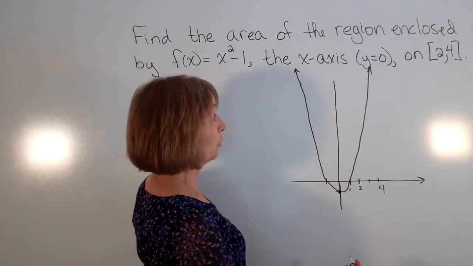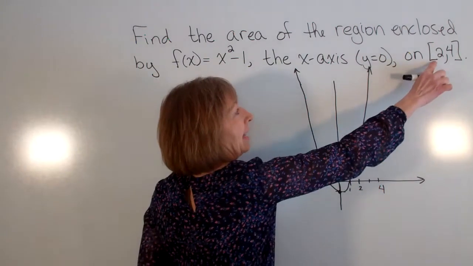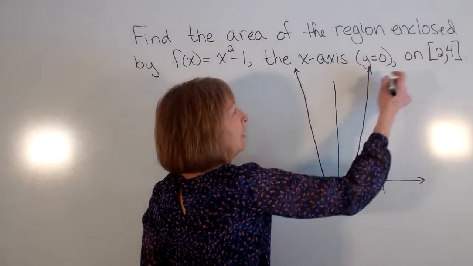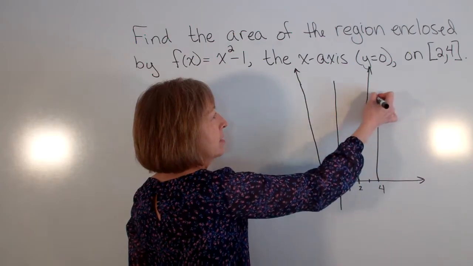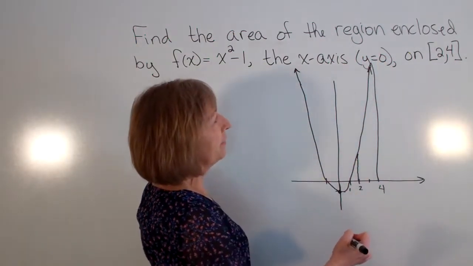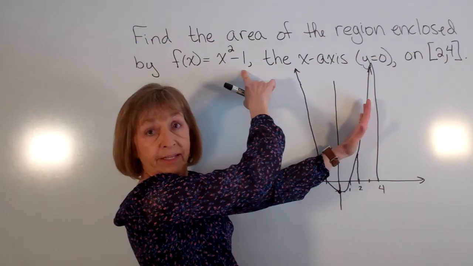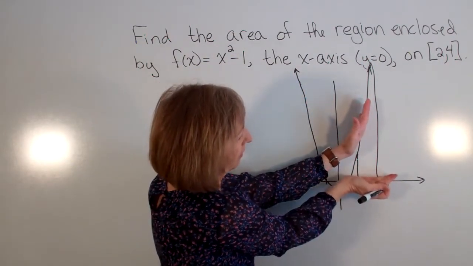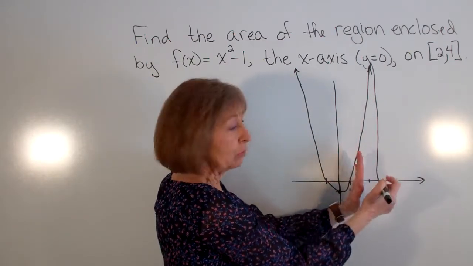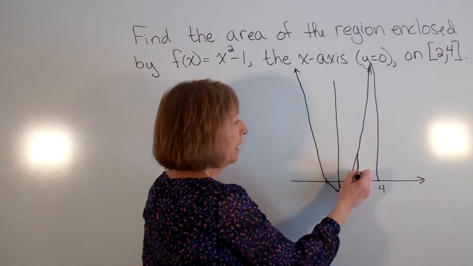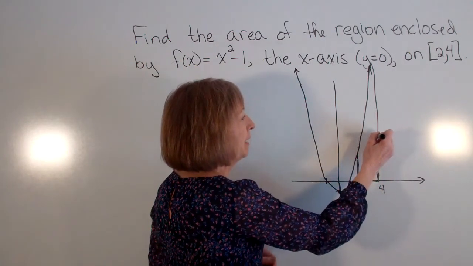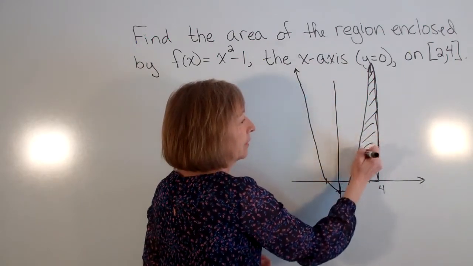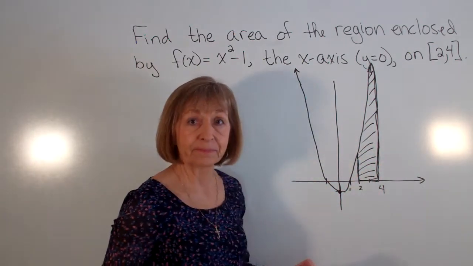So the region that we're talking about is at x equals 2, a vertical line at x equals 2, a vertical line at x equals 4, and then the function f of x equals x squared minus 1, and the x-axis, or y equals 0. So if I take all of those boundaries into account and look at what would be enclosed by all of that, we're talking about that region right there.